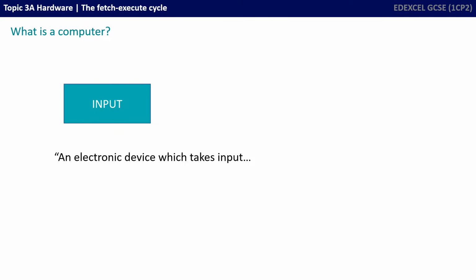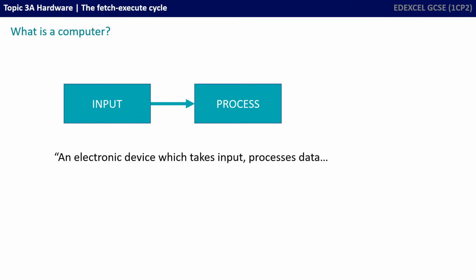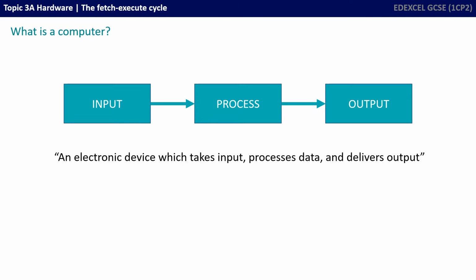A computer is defined as an electronic device that takes an input, processes data, and delivers output. In this simple example, you can see we're taking the input 5, we're multiplying it by 2, that's our process, and we're outputting 10.